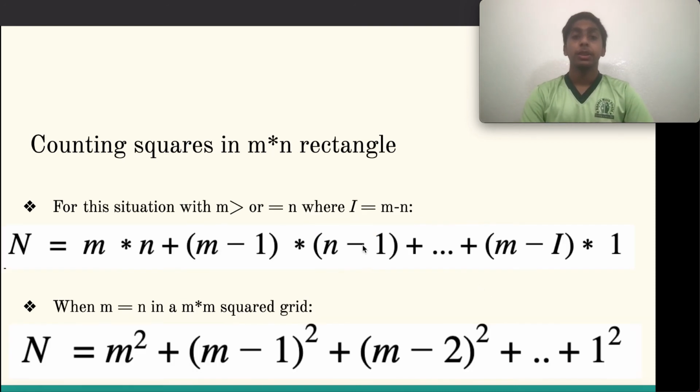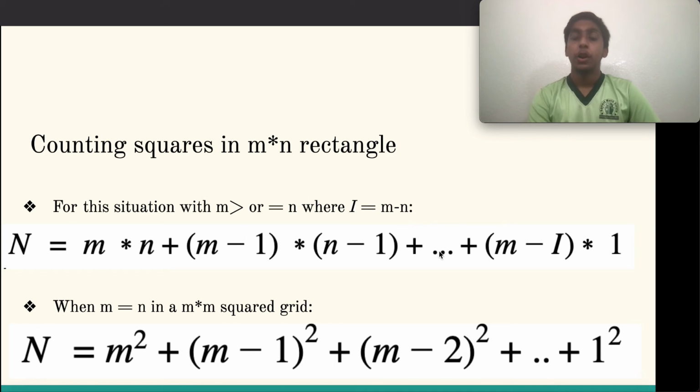Okay, so counting squares in an m times n rectangle. For the situation with m greater than or equal to n, where I is equal to m minus n, we have this formula. If we want to count the number of squares in an m times n rectangle, then we compute m times n plus (m minus 1) times (n minus 1) plus, and so on, until you get (m minus I) times 1. And again, I is equal to your m minus n.